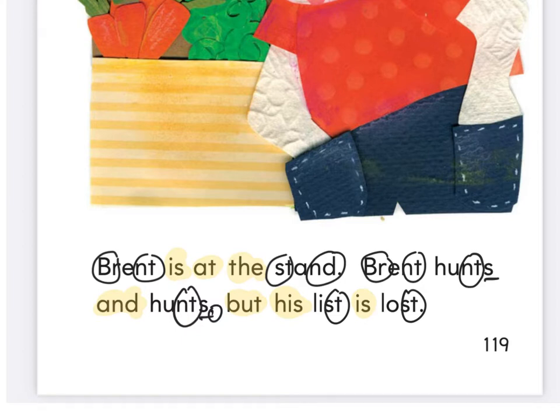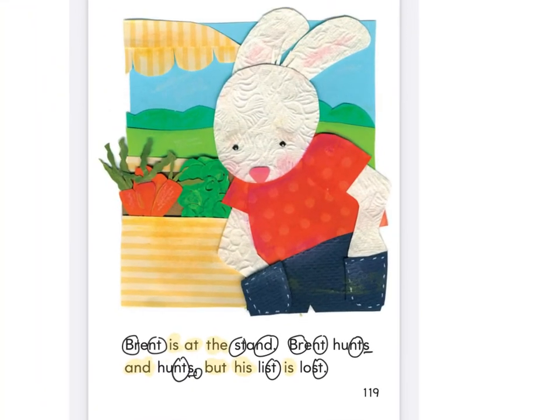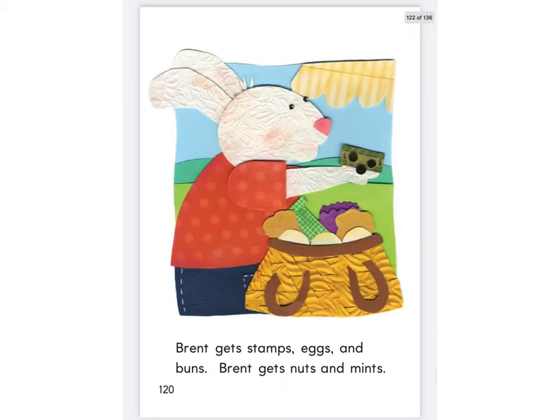What does it mean that he's at the stand? What kind of stand is this? A food stand. Looks like a vegetable, like a farmer's market stand, maybe. What does it mean that he hunts and hunts? He looks for it. Yes, he looks for it. Okay, can he find it? No, it's lost. Turn the page.